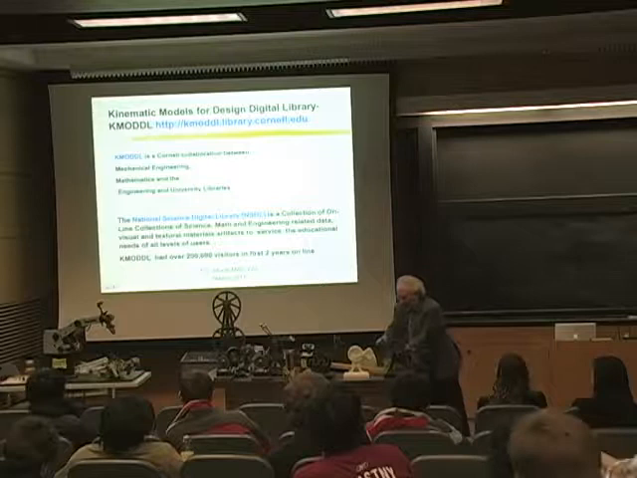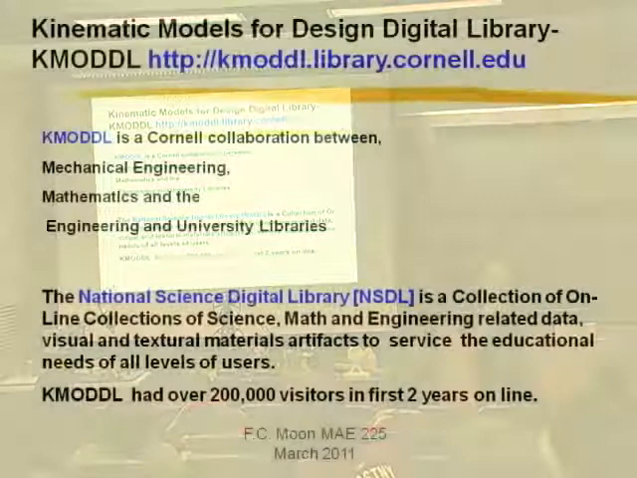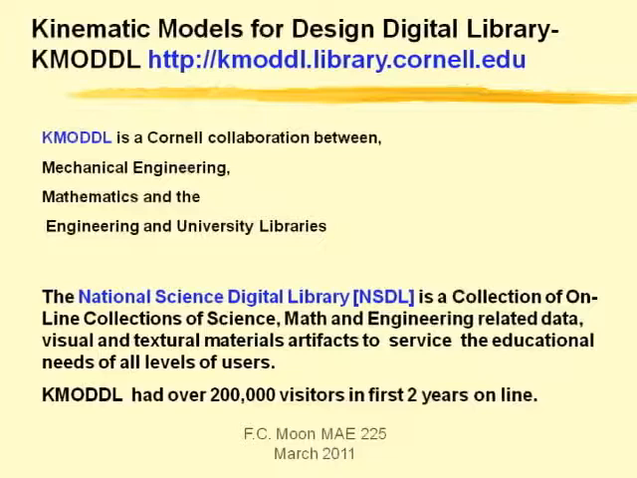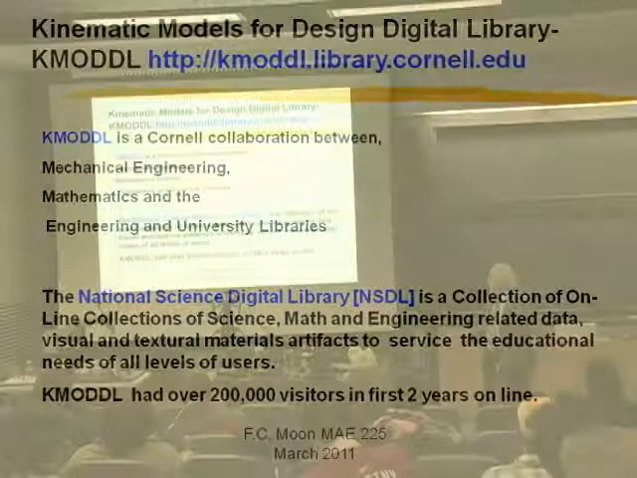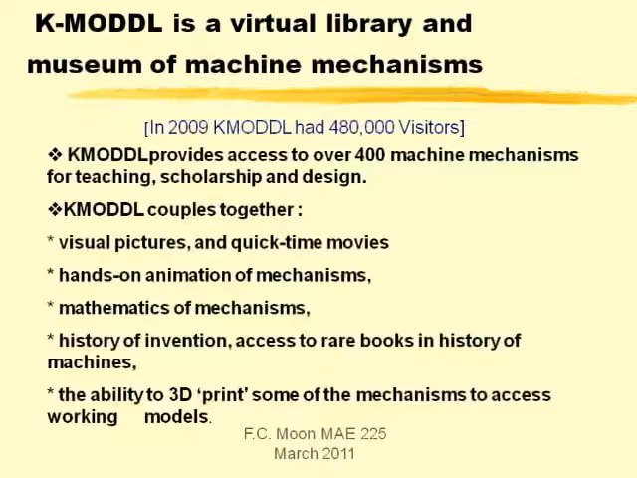Now let me say something about the website here, Kinematic Models for Design Digital Library. It was a collaboration between mechanical engineering, myself, Professor Hod Lipson, and mathematics, Professor Henderson, and his wife, who's a historian of mathematics, and the engineering and university libraries. And it was sponsored by the National Science Digital Library. In the first couple of years, it had 200,000 visitors. But in 2009 alone, we've had near 500,000 visitors to this website. And it's a virtual museum and library.